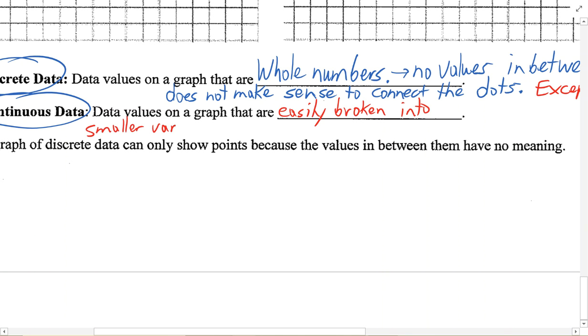Like temperature, right? In between 1 degree Celsius and 2 degrees Celsius, there's a lot of decimals. Money, in between $5 and $10, there's a lot of decimals. Volume, right? Looking at decimals. So there's lots and lots of things that have continuous data where you would actually connect the dots with a line. Okay? And with smaller values, you're looking at things like decimals and fractions.